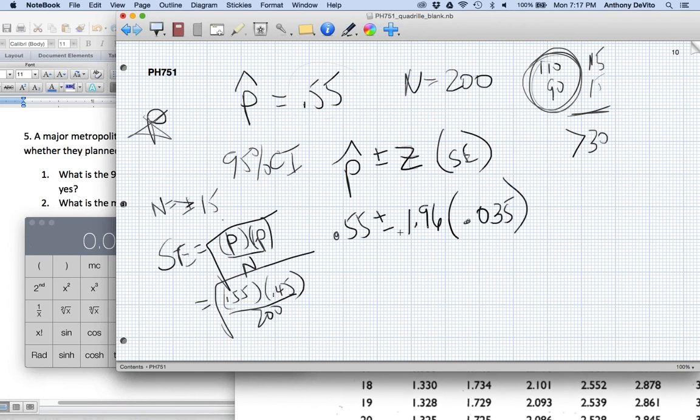Okay, so now, what's this going to come out to? 0.55 plus or minus 1.96 times 0.035, that's roughly 2 times 3.5%, which is about 7%, right? So I'm going to add and subtract 7% to my 55%. So my confidence interval is going to be 0.48 to 0.62. I'm 95% sure that the true population proportion that's going to vote yes is between 48% and 62%.